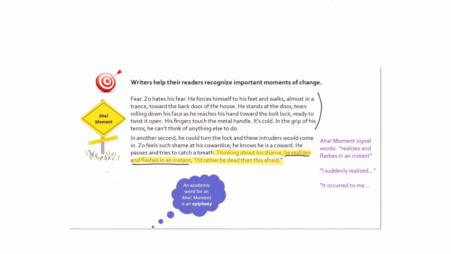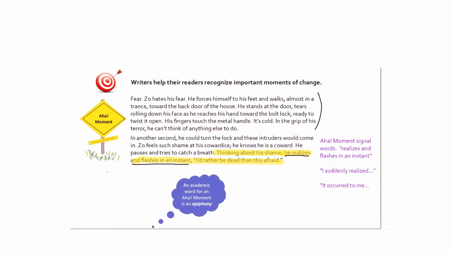Let's look at an example of an aha moment from the story Fear by Terry Truman. An aha moment is when the character has a sudden realization, and usually there are some signal words like, he realizes and flashes in an instant, or I suddenly realized, or it occurred to me. An academic word for this is an epiphany. When the character has an aha moment and the reader reads those signal words, they think, oh wait, once he realized this, something's going to change for the character.